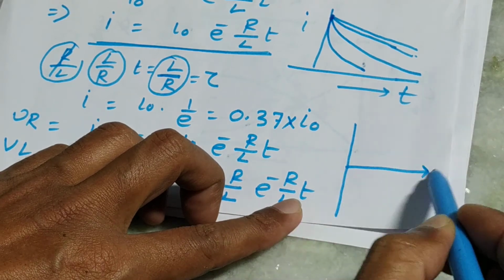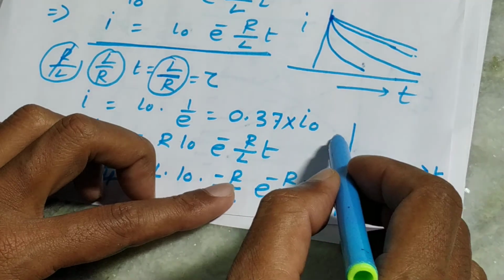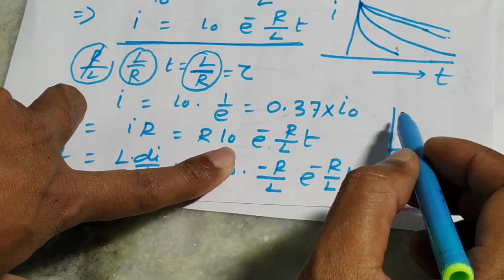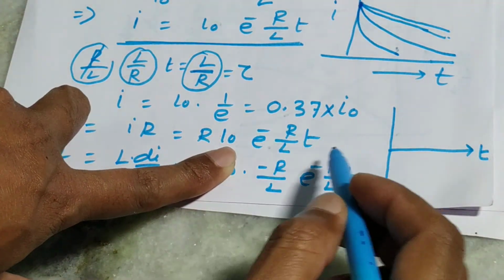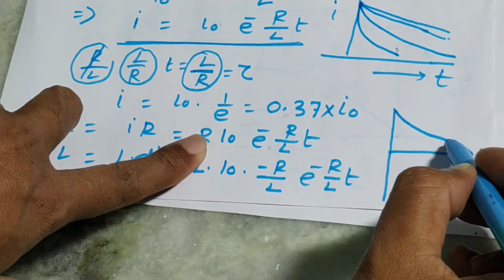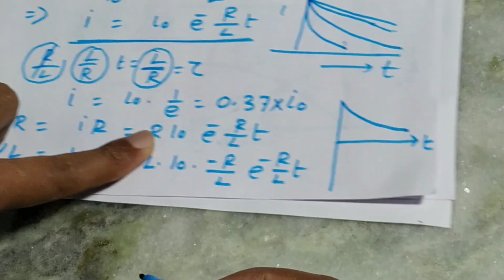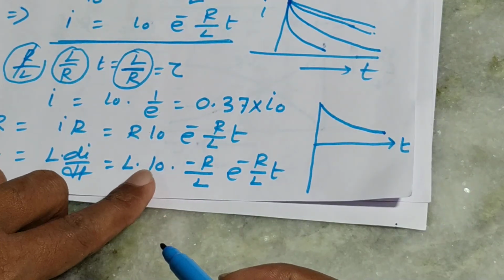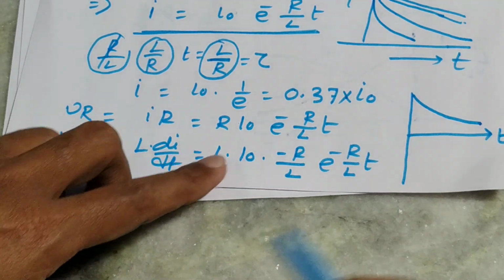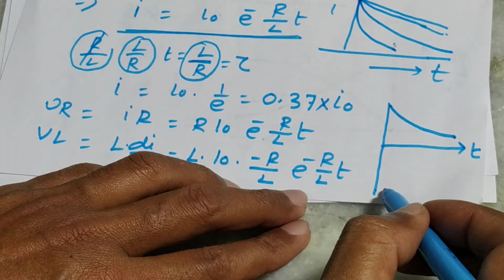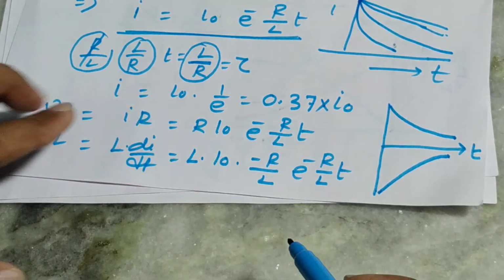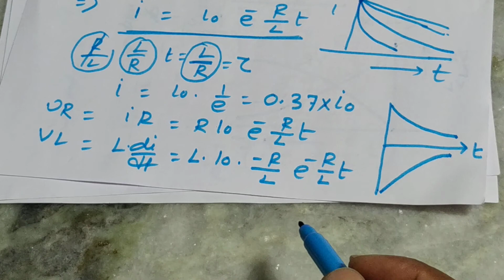If we plot it, since the voltage across the resistance is positive and with increasing time the voltage decreases exponentially, this is the variation of the voltage across the resistance. But there is a negative sign in the voltage drop across the inductor, so this will be the variation of the voltage across the inductor. Okay, thank you.